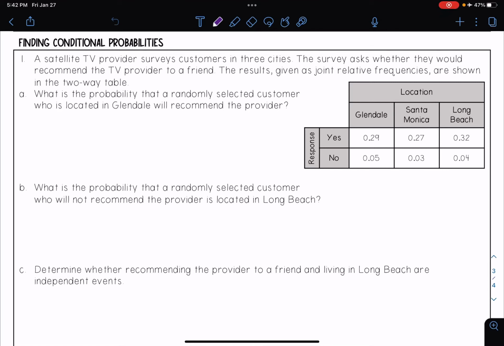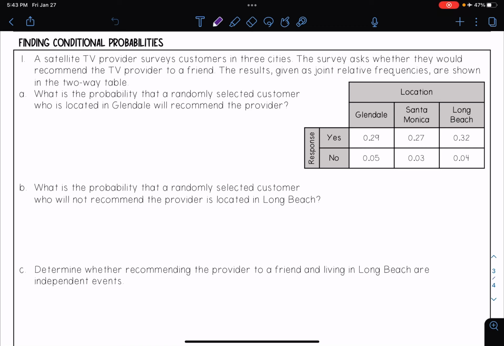In this video, we're going to be looking at finding conditional probabilities. We can use conditional relative frequencies to find conditional probabilities. Number one says, a satellite TV provider surveys customers in 3 cities. The survey asks whether they would recommend the TV provider to a friend. The results, given as joint relative frequencies, are shown in the two-way table.